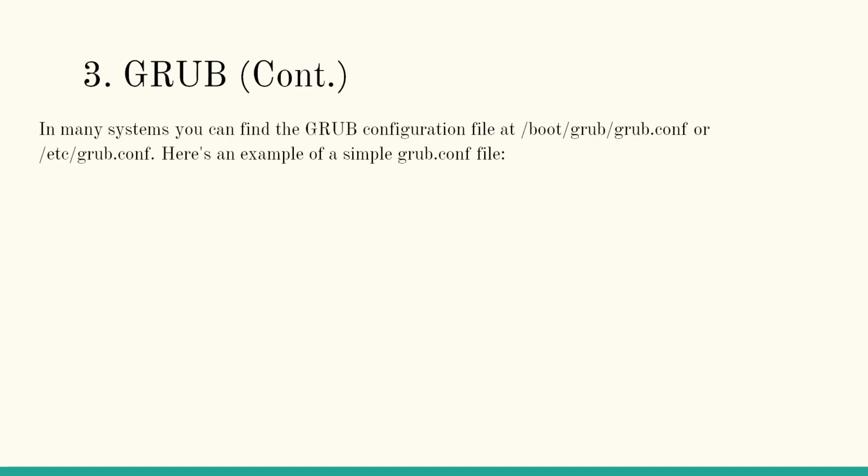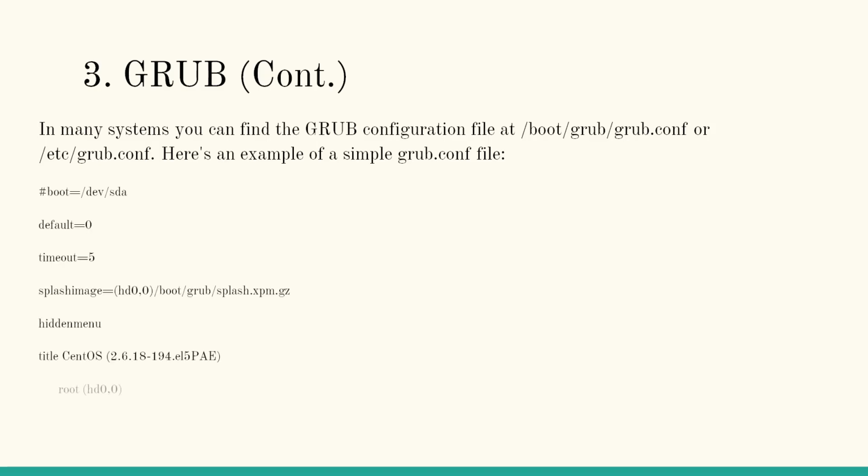In many systems, you can find the GRUB configuration file at /boot/grub/grub.conf or /etc/grub.conf. Here is an example of the grub.conf file. It has the following in a single file. You can see that the boot is /dev/sda, default 0, timeout 5, splash image, hidden menu, title CentOS, root, kernel, etc. This is just an example of the grub.conf.